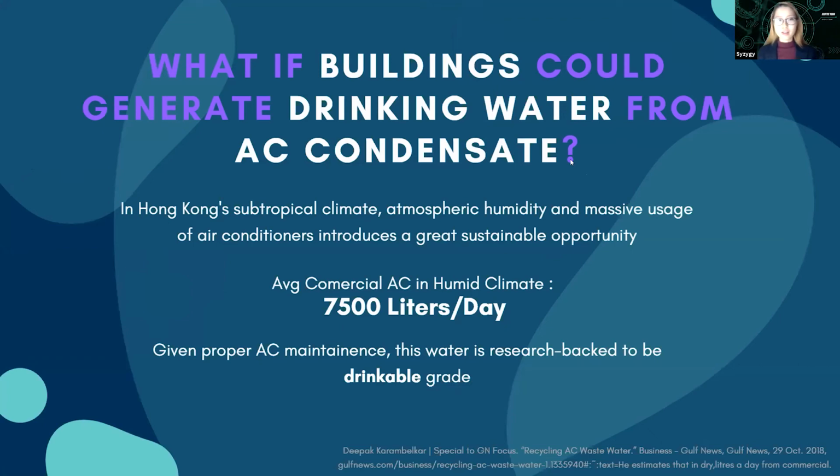In Hong Kong, we have a subtropical climate with hot and humid summers and mild winters. This means people in the city highly depend on air conditioning systems all year round. This supply of condensate water either leaks onto the street or drains onto the city sewers. In the summer, commercial buildings produce an average of 7,500 liters a day. That's 7,500 liters wasted a day.